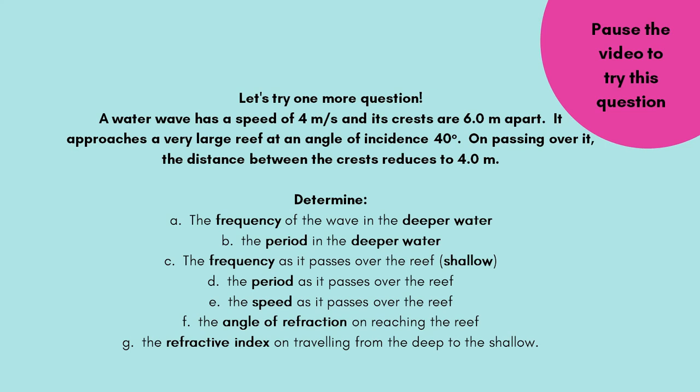C. Determine the frequency as it passes over the reef. D. Determine the period as it passes over the reef. E. Determine the speed as it passes over the reef. F. Determine the angle of refraction on reaching the reef. And G. Determine the refractive index on traveling from the deep to the shallow. Breathe in and breathe out. Pause the video to try this question.